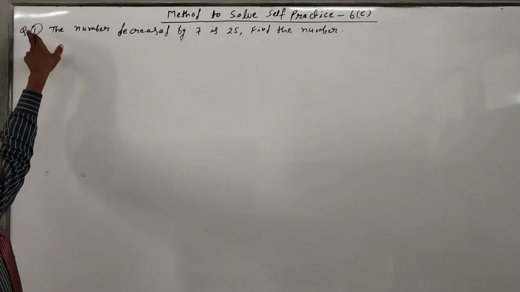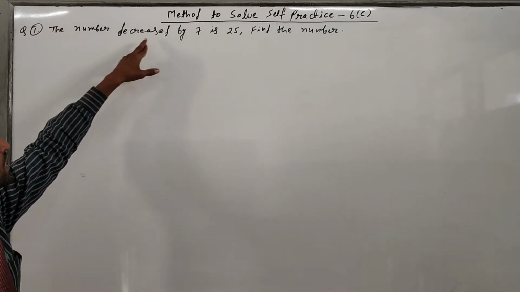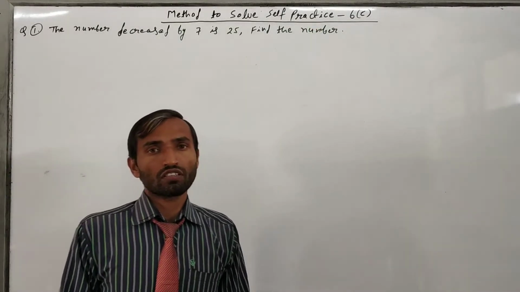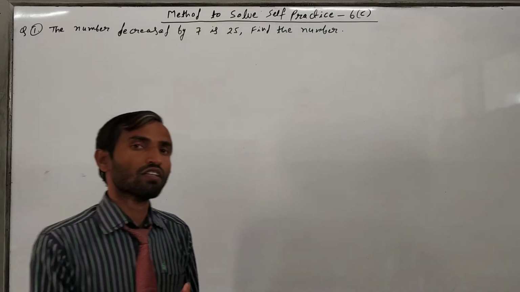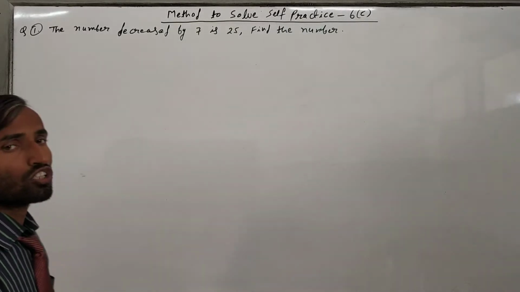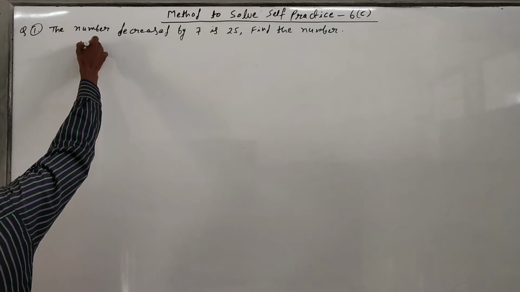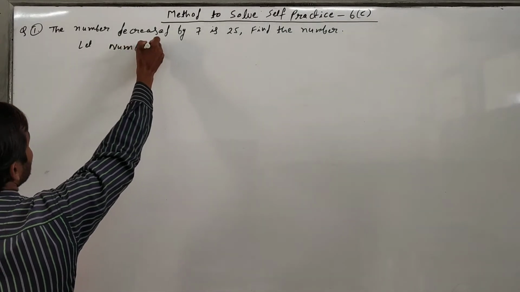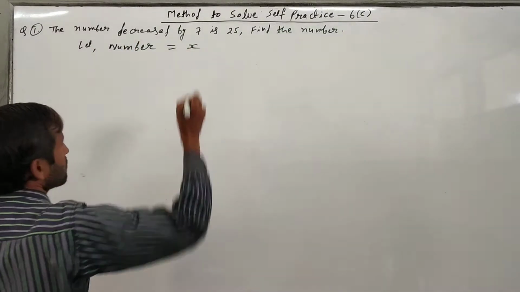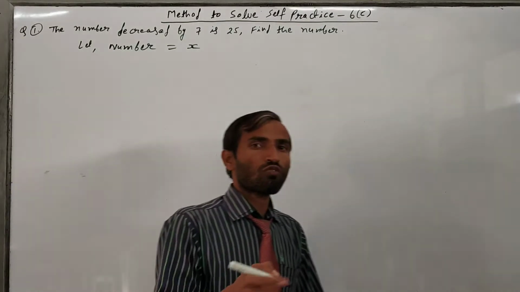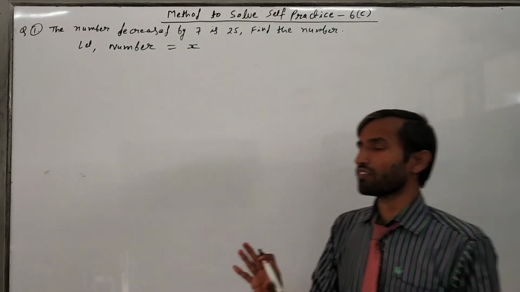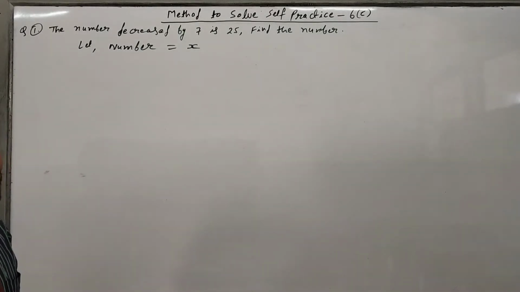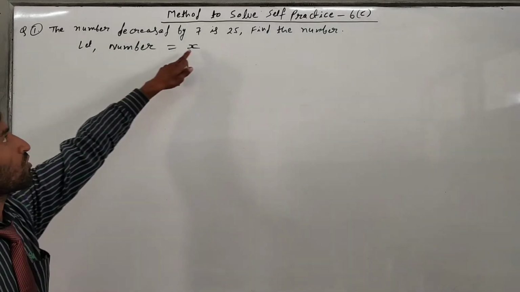So here in question number one, just you see: the number decreased by 7 is 25. Find the number. It means that which number, when decreased by 7, gives 25. So first of all we will suppose the number. Let the number be equal to x. You can take x or y, a, b, c, d, anything, meaning a variable. We have to suppose a variable, any alphabet from a to z. So let the number be equal to x.